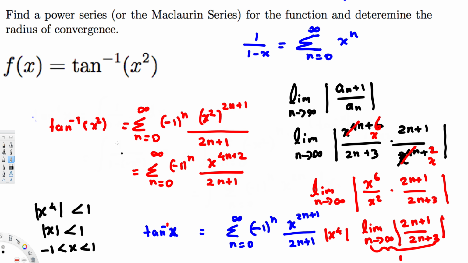Now the question is asking for the radius of convergence. To find the radius of convergence, we have to find the length of this interval. To find the length, we take the highest value and subtract the lowest value, and divide by 2. So this is going to be 1 minus -1 divided by 2, and finally you will end up with 1, and that's going to be the final answer.